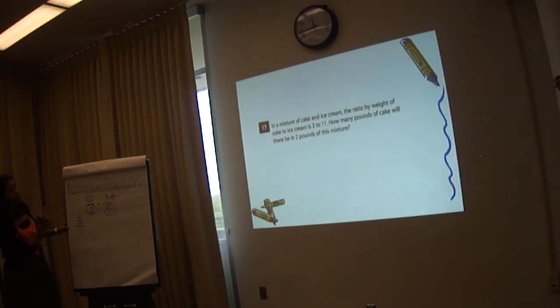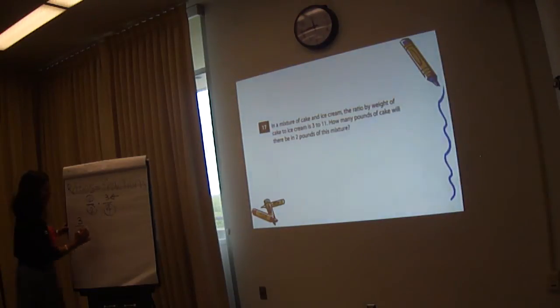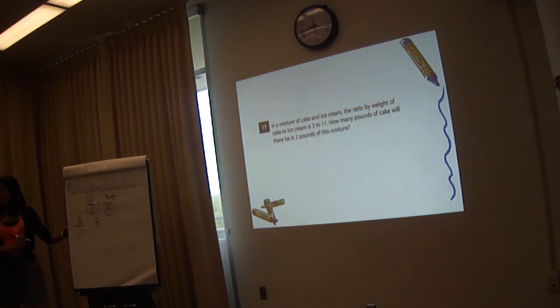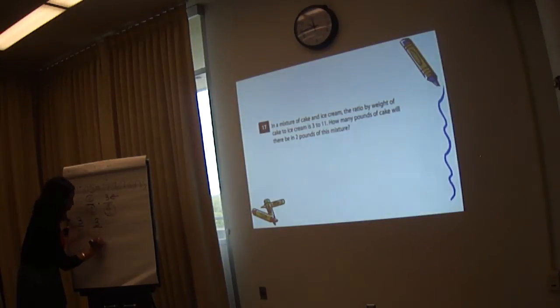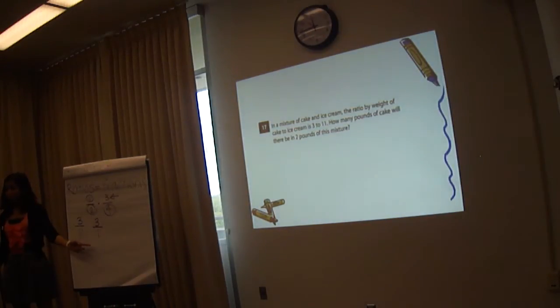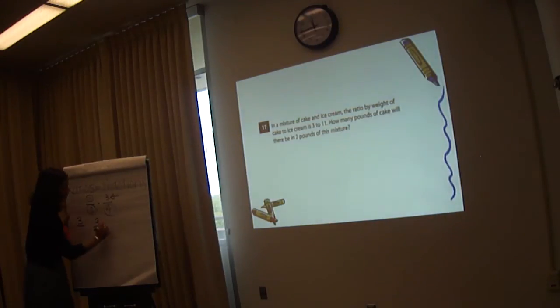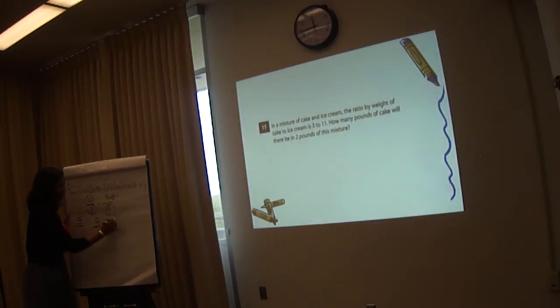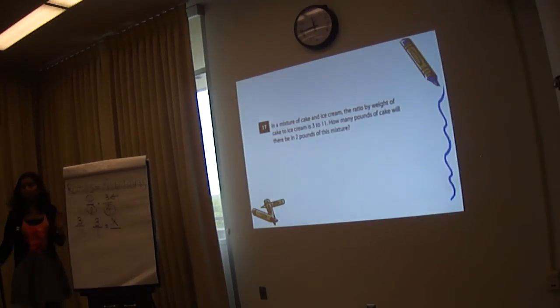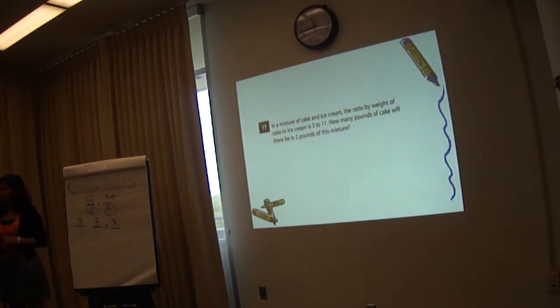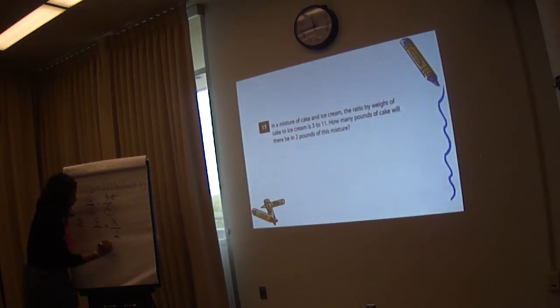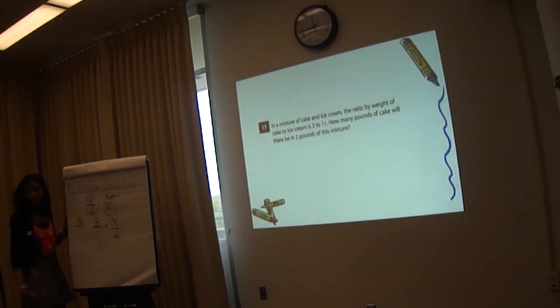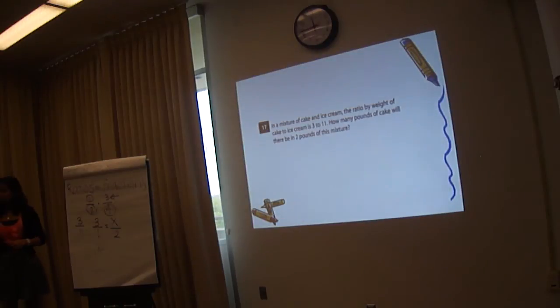So since we're only looking at cake, what we can do is say there will be 3 units of cake for every pound of mixture. Yeah? Equals, we're looking for the amount of cake, right? X over what? 2. So then X is going to be 6.